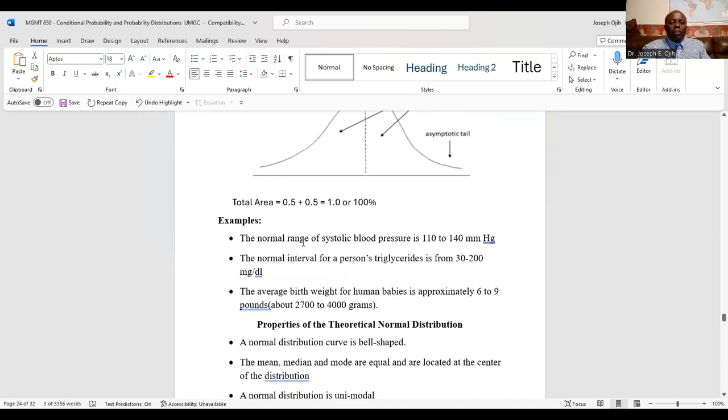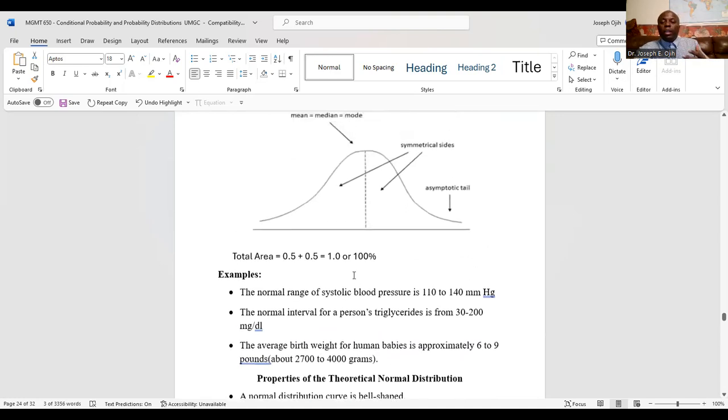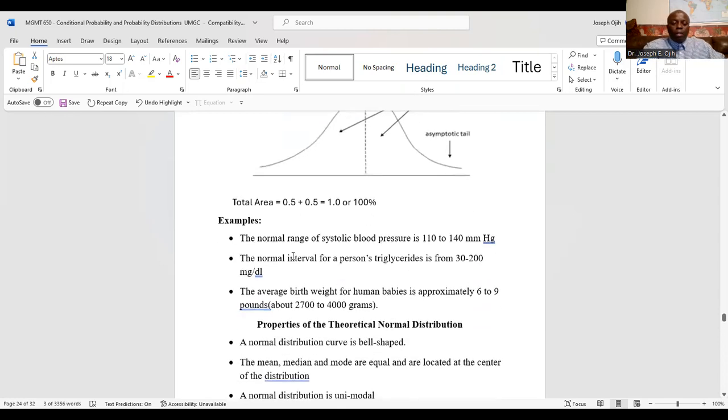Here are examples of variables that can be modeled using the normal distribution, and that will give you an idea of what I'm talking about. The normal range of systolic blood pressure is 110 to 140. If it's less than that, it's low pressure. If it's higher than that, it's high blood pressure, which is not normal.